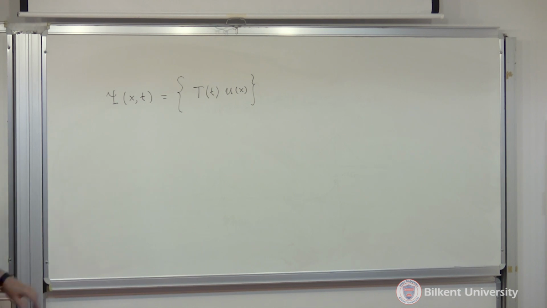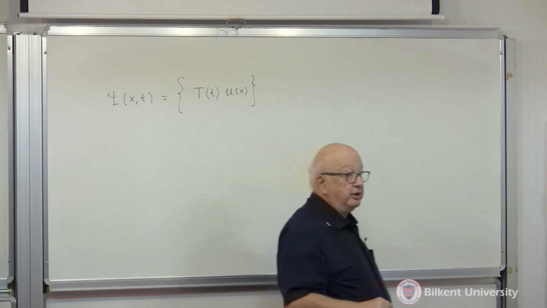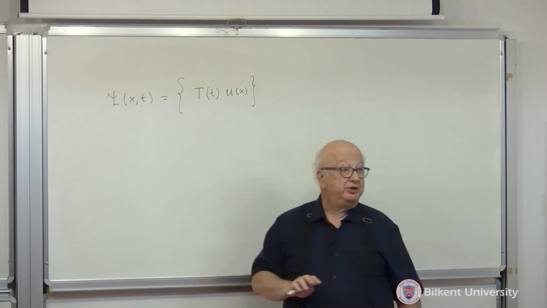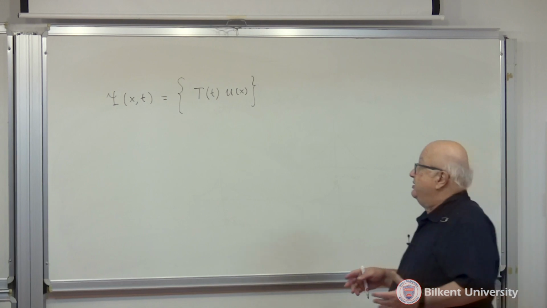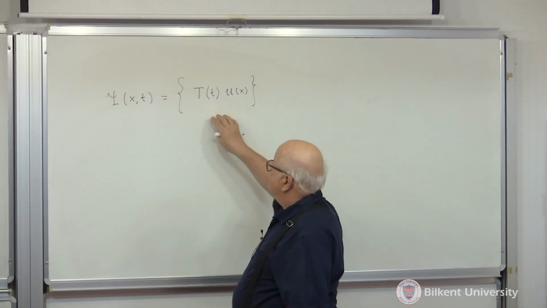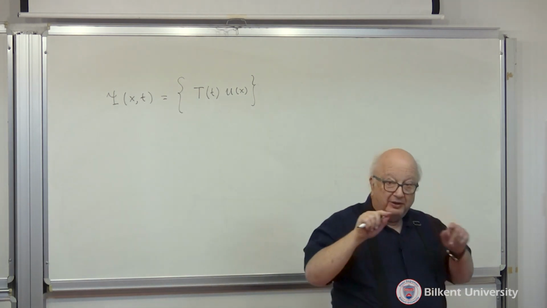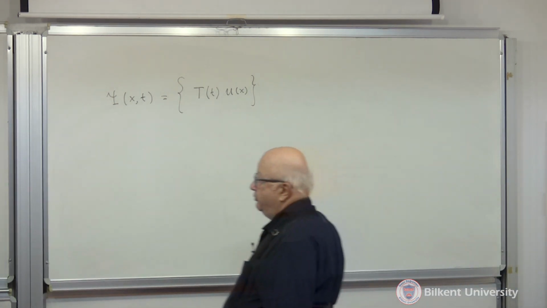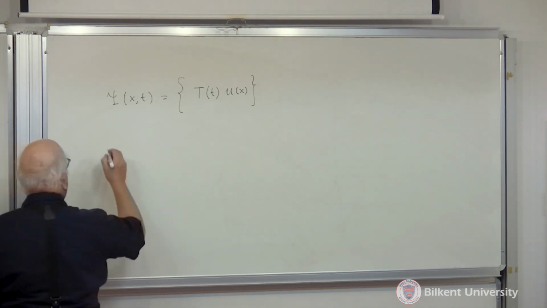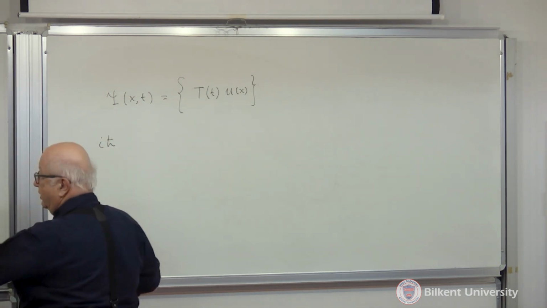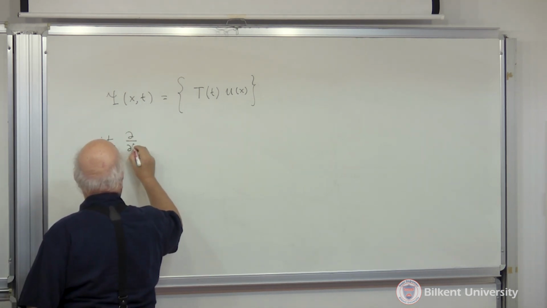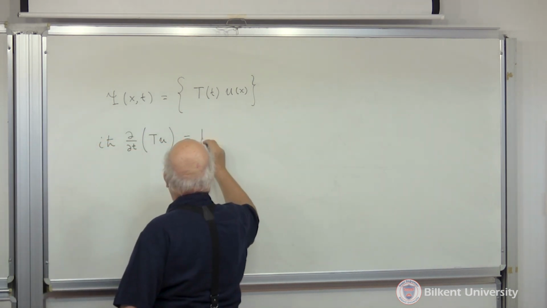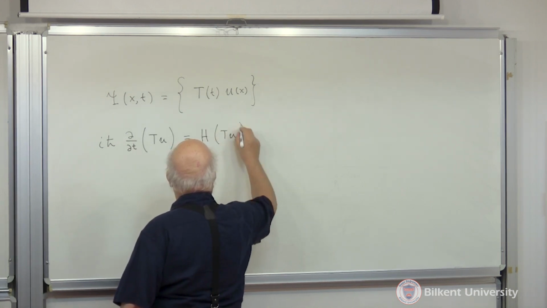We'll see that we are going to find a family of such solutions. And since it's a linear equation, any linear combination of these things will be a general solution. So it's not necessarily going to be just one term like this, but a sum of terms like that. That's what I mean by those brackets. So let's just plug that into our equation. This is going to give me i h bar del t of T times u is equal to H T times u.